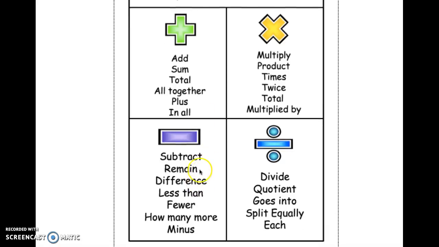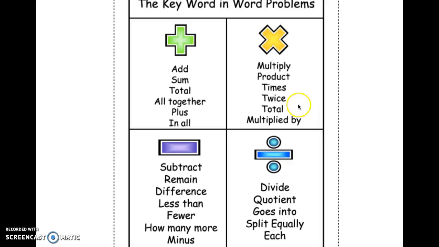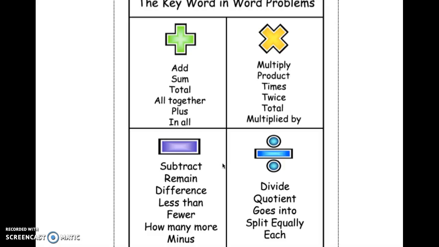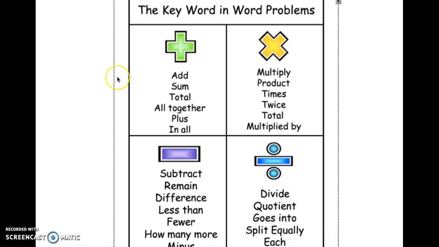Some subtraction keywords: subtract, remain, difference, less than, fewer, how many more, and minus. This one seems to come up a lot. How many more? When we multiply, we oftentimes see multiply, product, times, twice as big, find the total, or multiplied by. And in divide, we see words like divide, quotient, goes into, split, equally, and each. So you can refer to this page to help you solve word problems. I'll stick both the CUBES method and this one into the Schoology folder so you can use them to help you solve problems as you come across them.